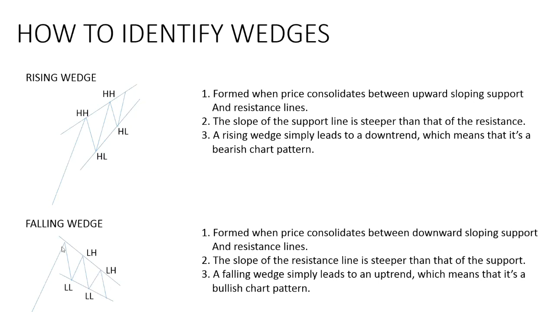We can see that the slope of the resistance line is steeper compared to the support line, even though they're both pointing to the downside. And even with the rising wedge, they're both pointing to the upside, but the support is much steeper than the resistance.